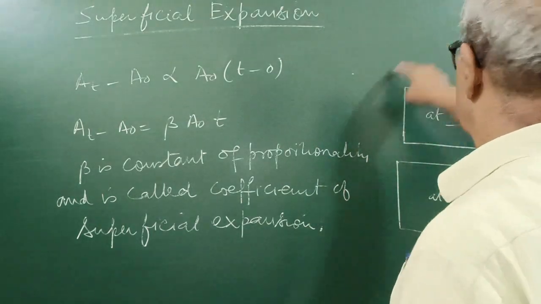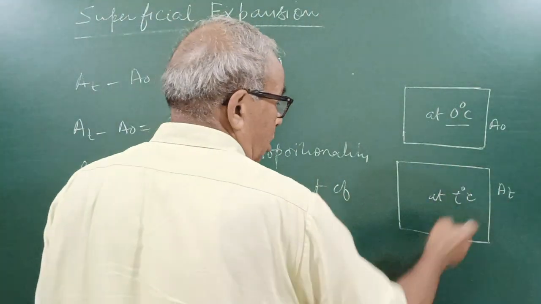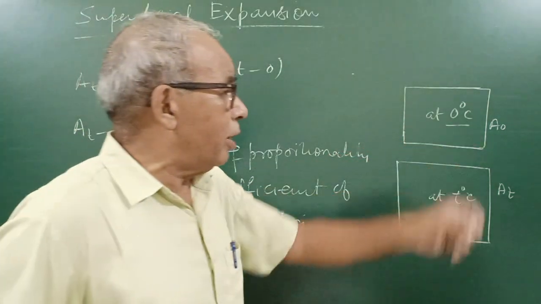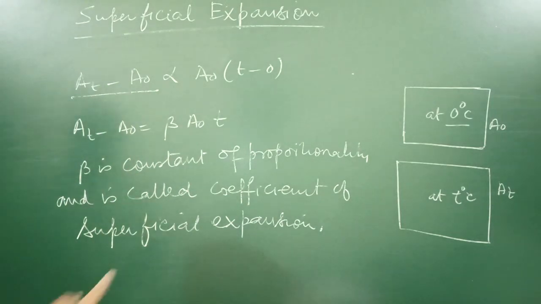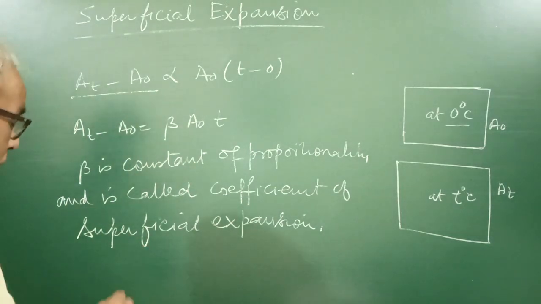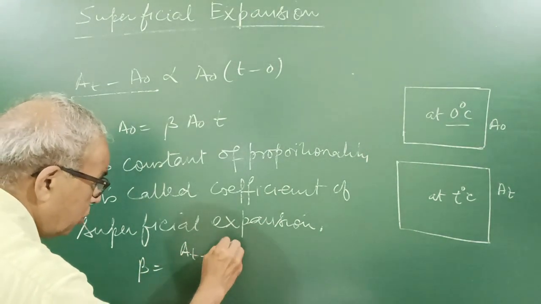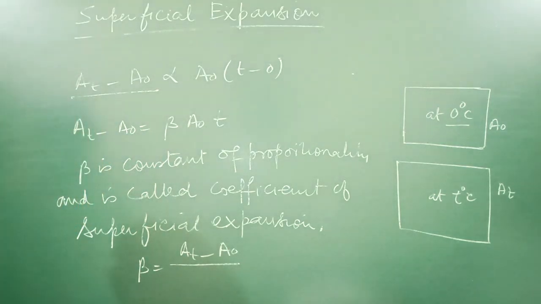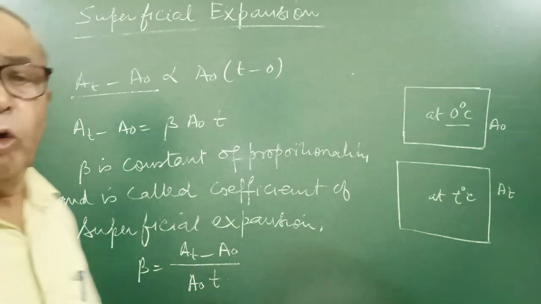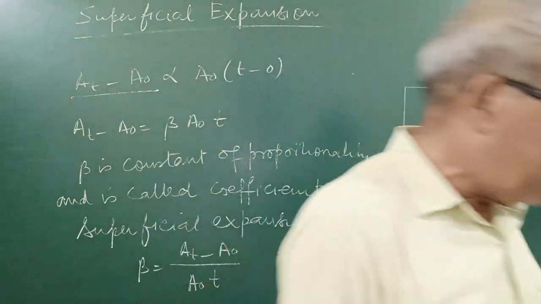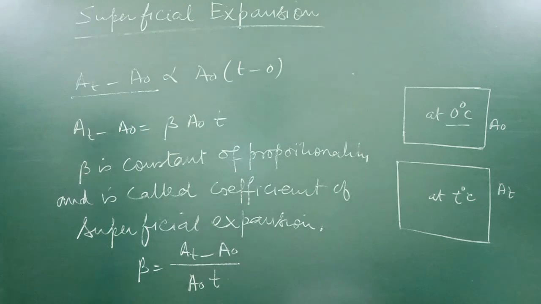So I don't need to say that it is a sheet at 0 degree. I simply say that AT is the area of the sheet at T degree centigrade, and A0 is the original area. So the increase in area, AT minus A0, is equal to this. Beta from here is AT minus A0 upon A0 into T. I keep on telling what it means, the constant of proportionality.